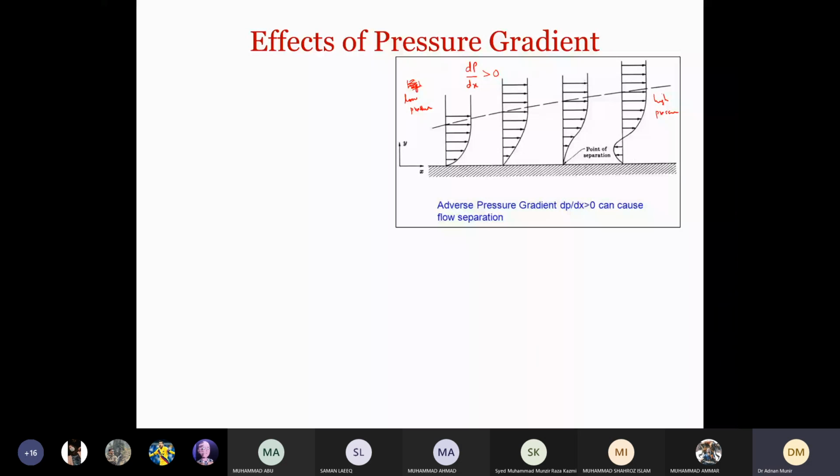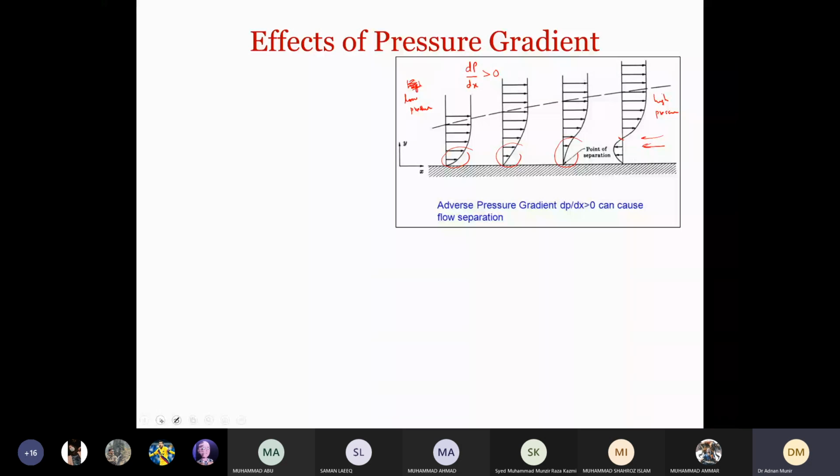Ultimately, there will be net flow because of this from high pressure to low pressure. There will be backflow, and this backflow will affect the profile over here like this. Ultimately, we will have backflow here, and this will be the inflection point, and then because of this profile, the flow will separate from the structure. So this is the effect of adverse pressure gradient, which results in flow separation.